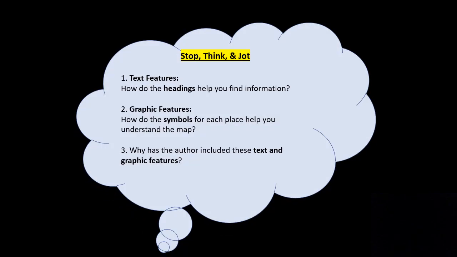Students, here's your first stop, think, and jot question. Text features. How do the headings help you find information? Again, how do the headings in the selection that we just read help you find information? Number two, graphic features. How do the symbols for each place help you understand the map? And number three, why has the author included these text and graphic features?